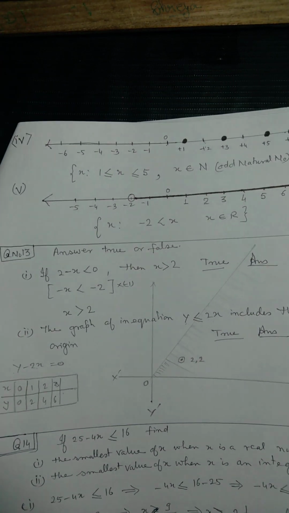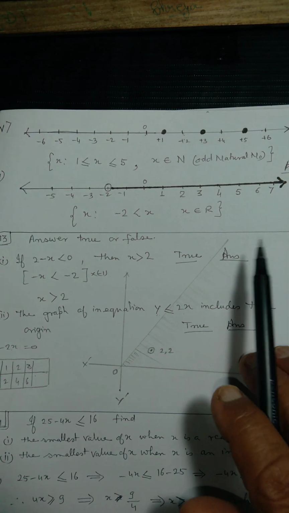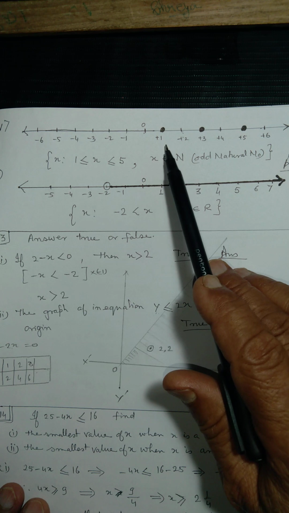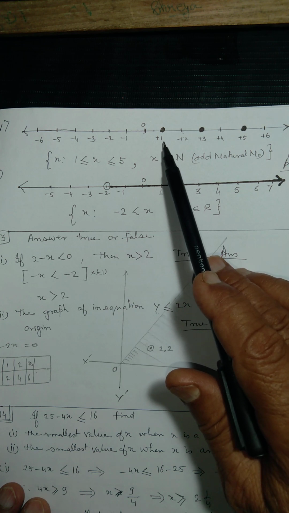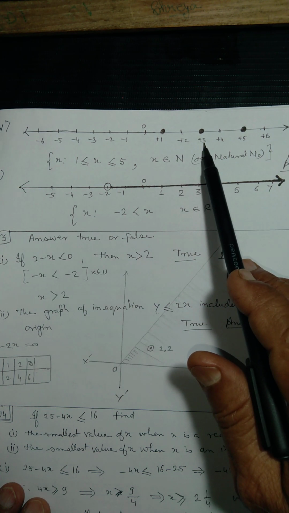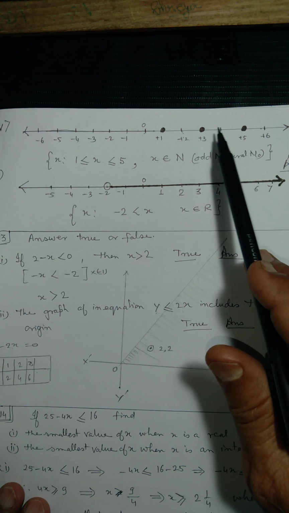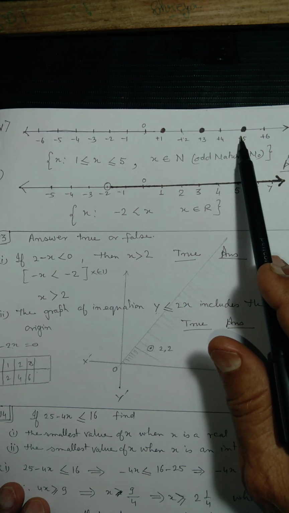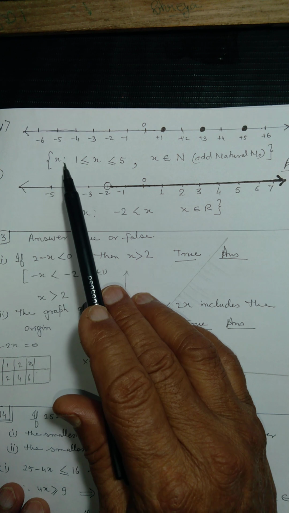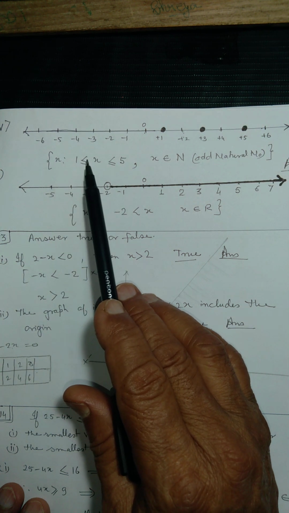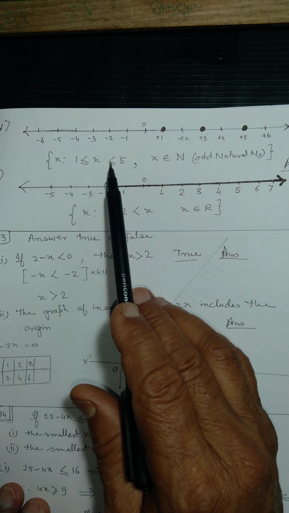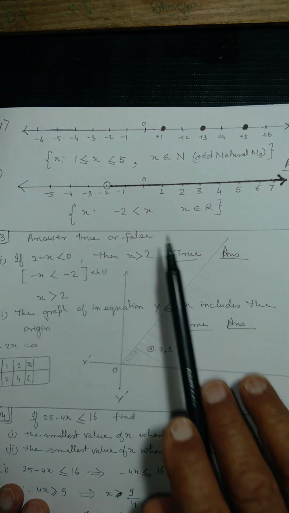Now come to the fourth part. Here you see plus 1, plus 3, plus 5. Only these points are darkened. Hence x such that 1 is less than or equal to x, and x is less than or equal to 5.